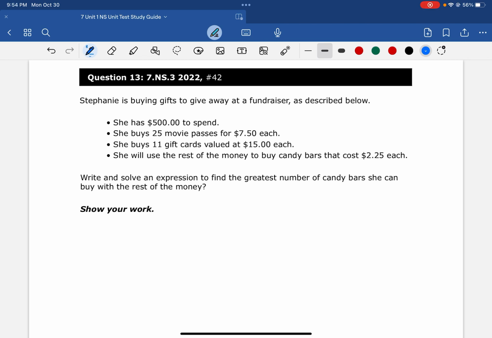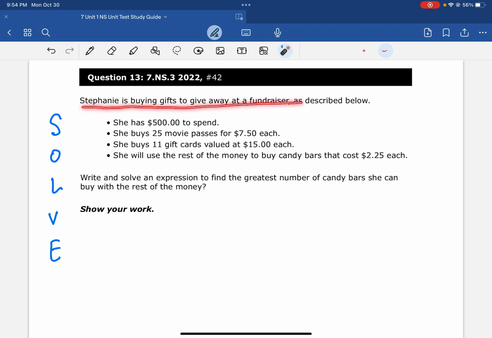So this question is a constructed response question, which means that we're going to have to use solve. And the question says, Stephanie is buying gifts to give away at a fundraiser as described below. She has $500 to spend. She's buying 25 movie passes that cost $7.50 each. She's buying 11 gift cards that cost $15 each. And she's going to use the money that's left over to buy candy bars. And each of those candy bars costs $2.25 each.